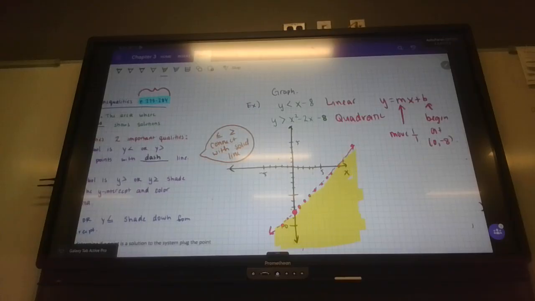Notebook paper. So that's a review of graphing a linear inequality.